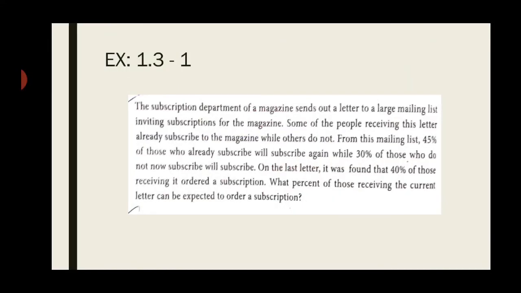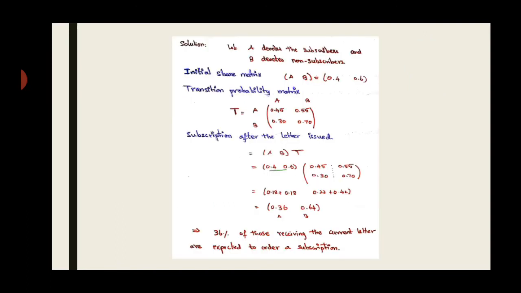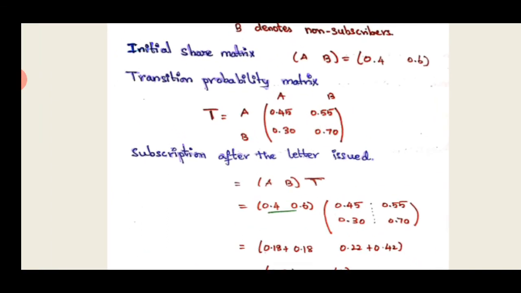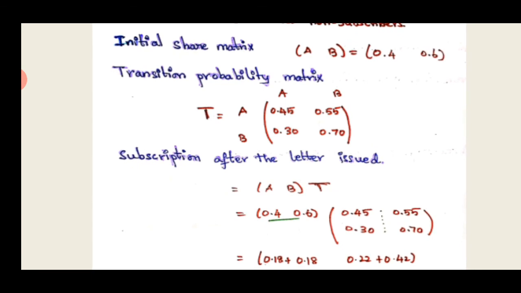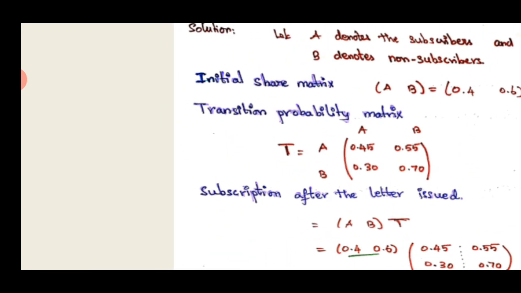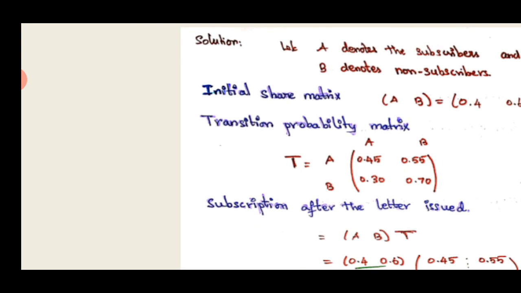Okay, and what about the next row? How to make the next row? The next line is there. While 30 percentage of those who do not now subscribe, do not subscribe means non-subscribers, B, right? They will subscribe. So BA. So 30 percentage of those who do not subscribe will subscribe now. So B to A. So BA, second row, first column, 0.30, 30 percentage. So what is the remaining? 100 minus 30 means 70. So that will be in the B row, B column. That place you will be having 0.70.